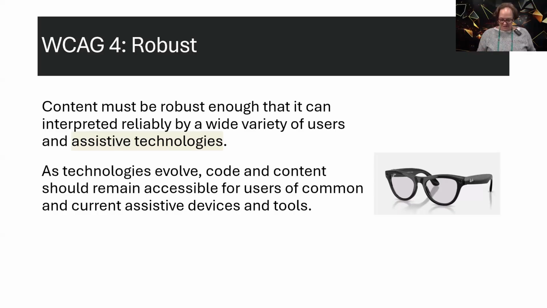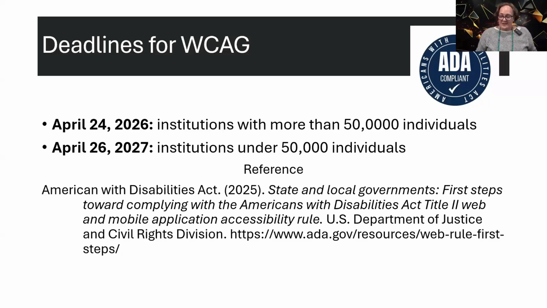so that you can design for those technologies. For the deadlines, for those institutions that are 50,000 individuals or more, your hard deadline is April 24th. And for those of you who have institutions serving 50,000 and under, you have a hard deadline of April 26, 2027. And if anybody asks you where you got the information from, the citation is right there for you.